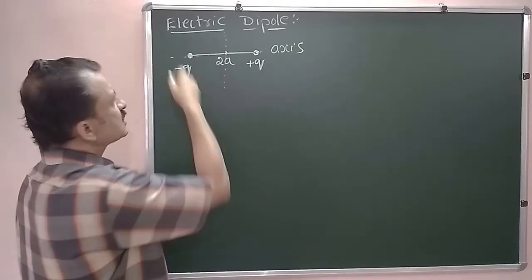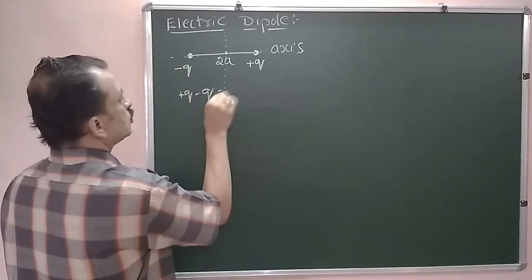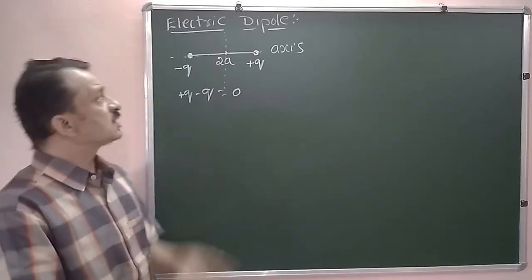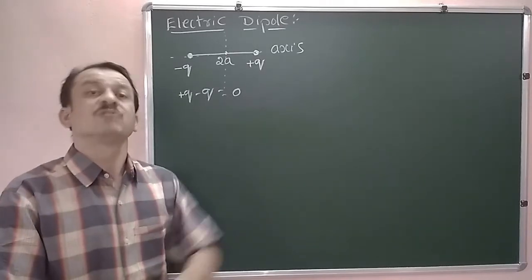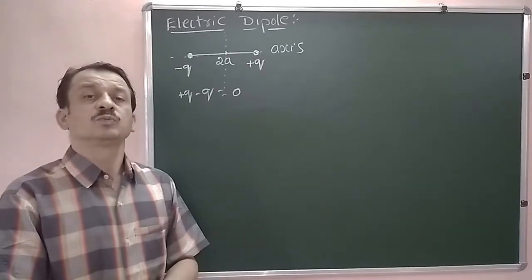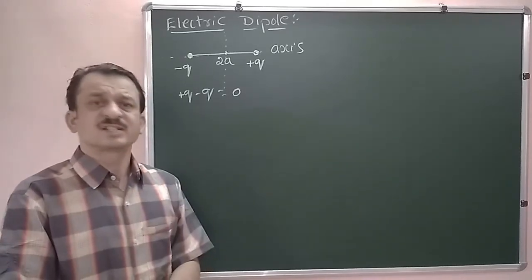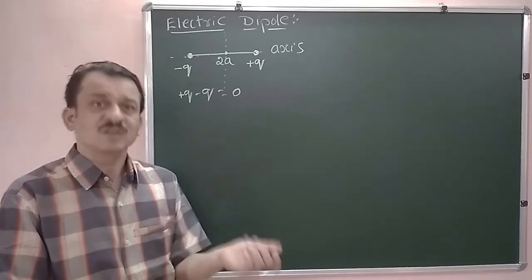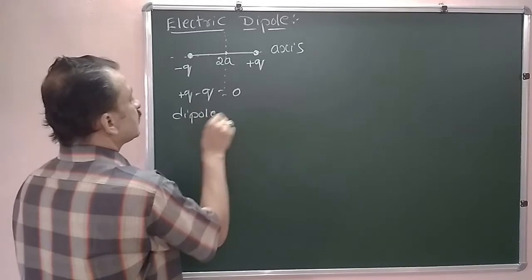Now look here, one is the positive charge, another one is the negative charge. What is the net charge of the system? It is plus q minus q, so the net charge is 0. The charge of the electric dipole is 0. Then what is the characteristic of the dipole? Therefore, charge is not the characteristic of the dipole. The dipole is characterized by another quantity called dipole moment.